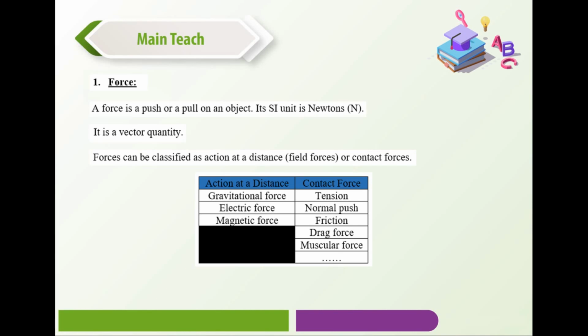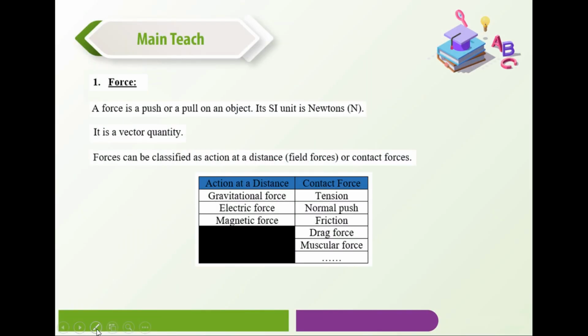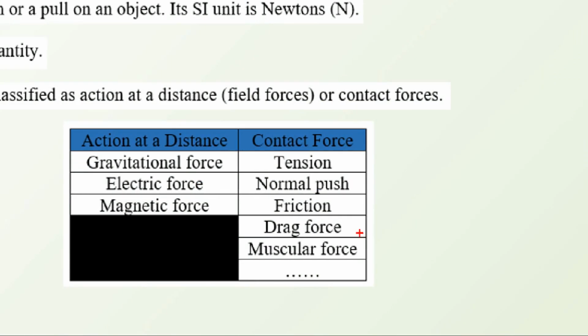Forces can be classified as action-at-a-distance field forces or contact forces. Mainly the three forces that act at a distance are the gravitational force, electric force, and magnetic force. All other forces, with no exception, are classified as contact forces, in particular tension, normal push, friction, drag force, muscular force, etc.